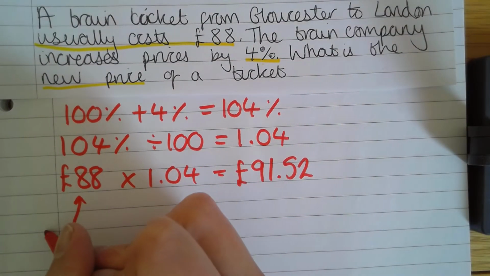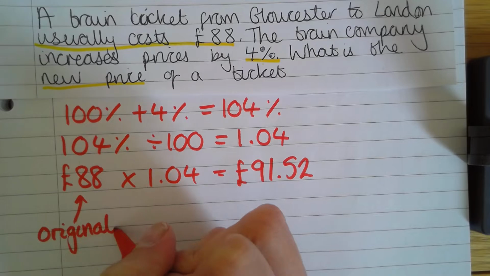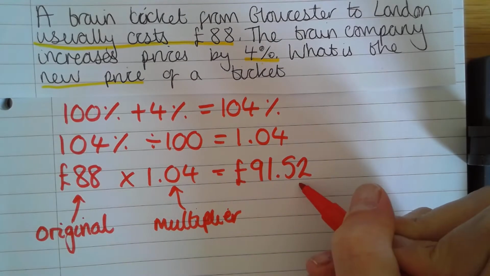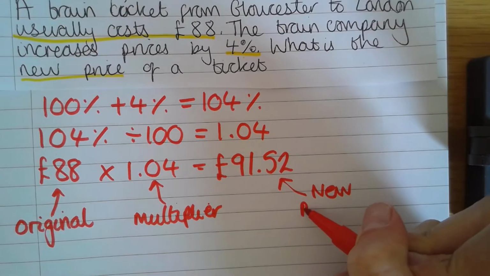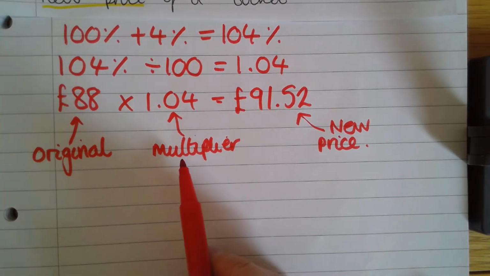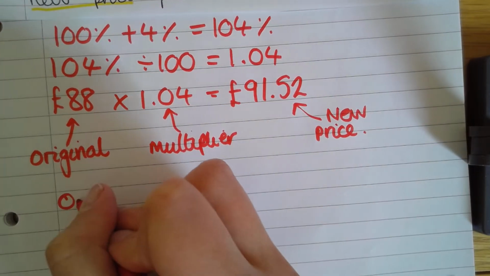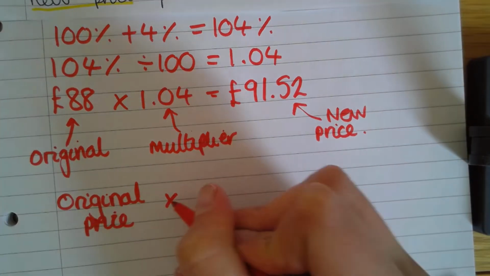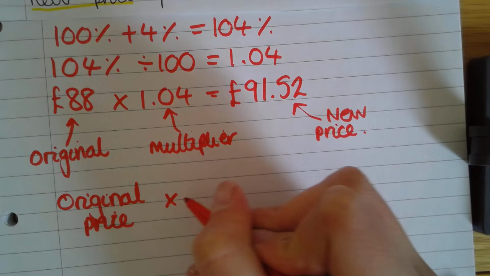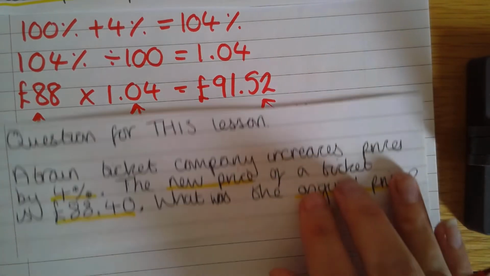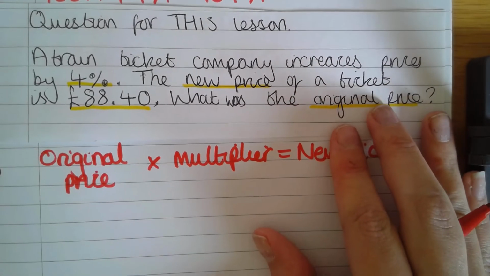This is the original. This is the multiplier. And this is the new price. Okay, so that is the equation that we always use: the original times the multiplier equals the new price. So you might want to write that down in your books. Original price times the multiplier equals new price. Okay, so we're going to use that when we look at the question for this lesson.